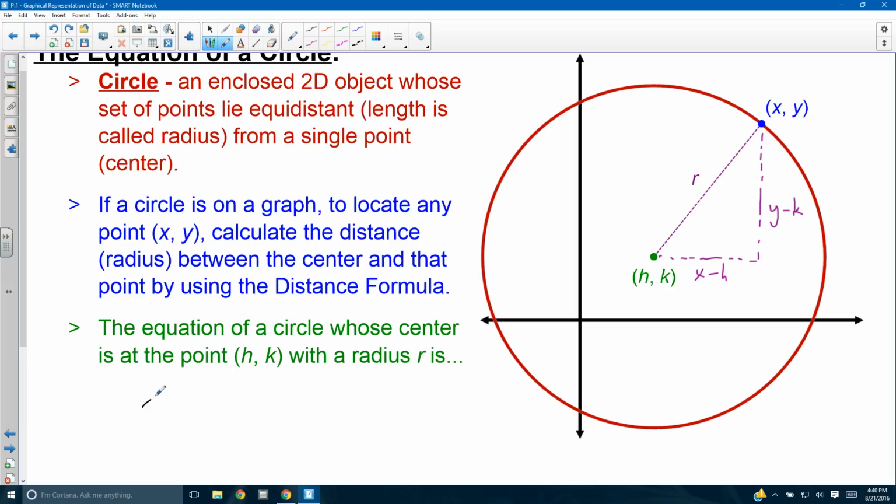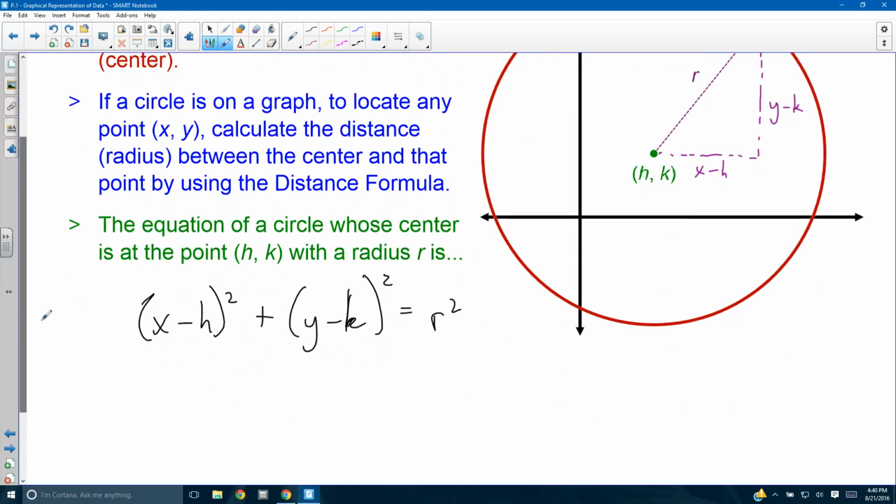A squared can be x minus h, squared, b squared can be y minus k, squared, and c squared can be r squared. And voila, that's your equation. That's it. Looks kind of strange.